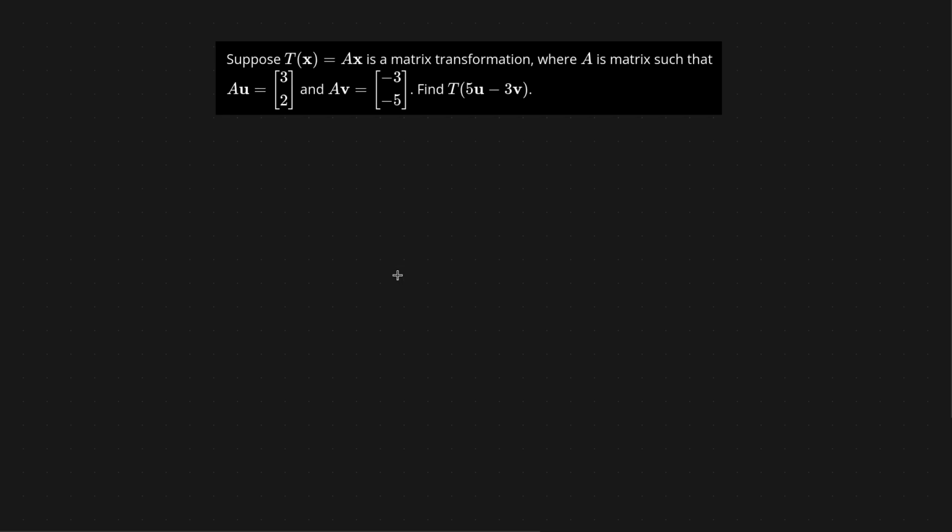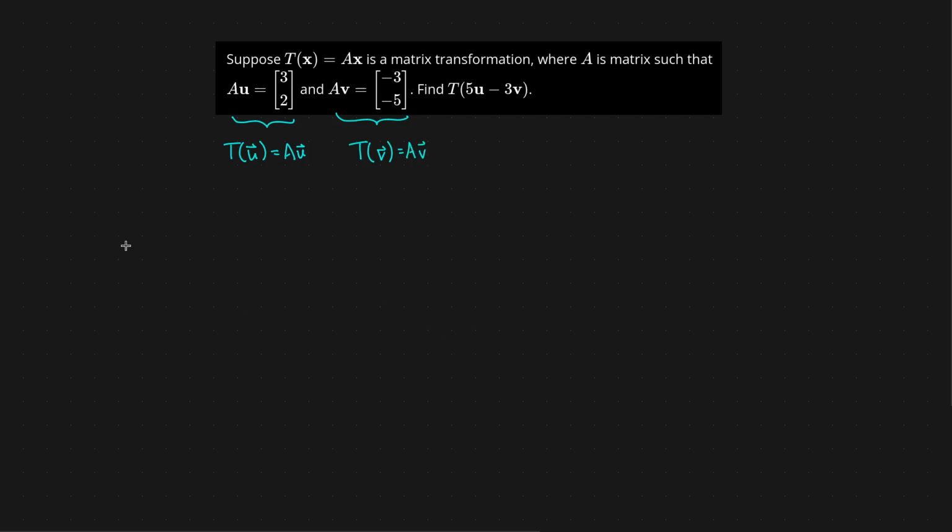What we want to do now is find what the transformation of 5u minus 3v is, right? So even though we don't know matrix A, we can still find this because we know enough. We know what A of u is, we know what A of v is, so we can find this using linearity. The very first thing I want to point out is A of u is just equal to T of u, right? T of u is equal to A times u. And A of v, by definition, A times v is just T of v.